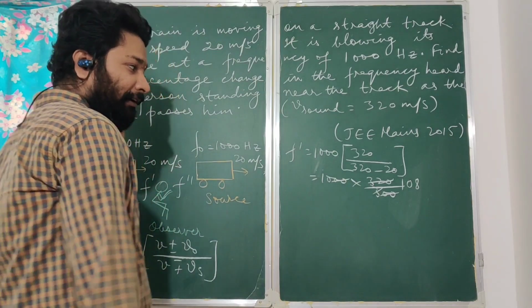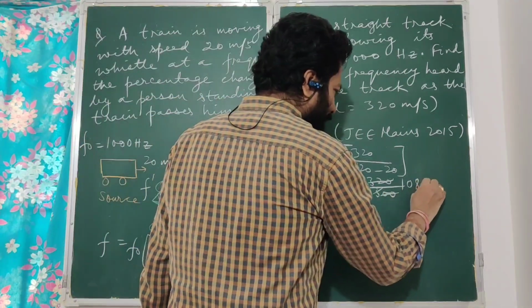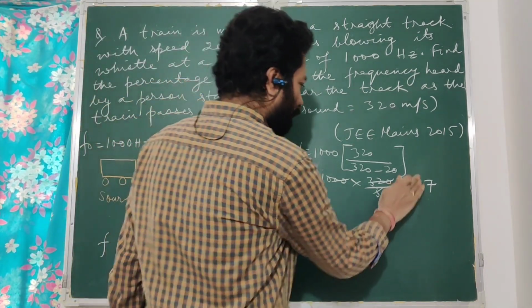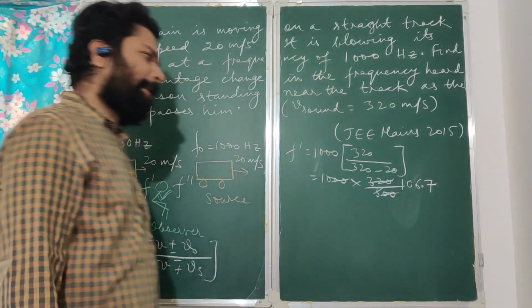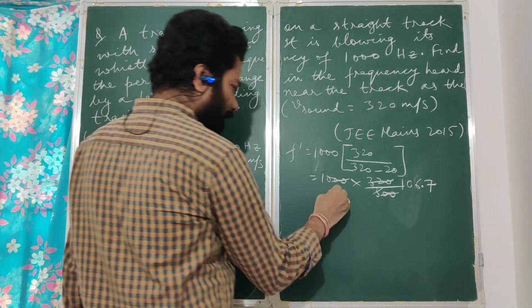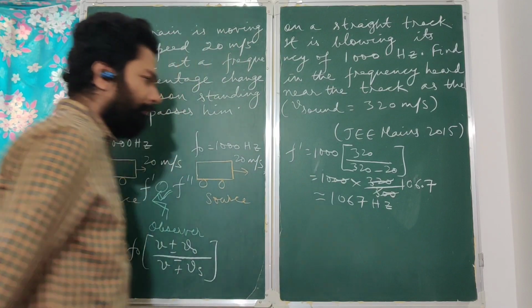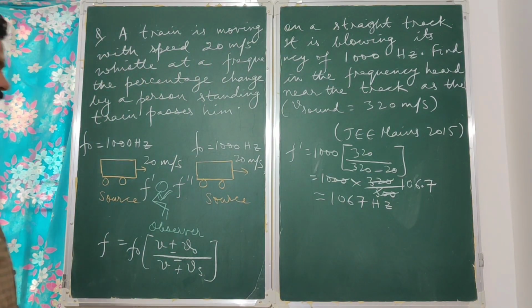Almost 108.6. Correct? 7, 106. So approximately this is 1067 Hertz. What about f double dash?